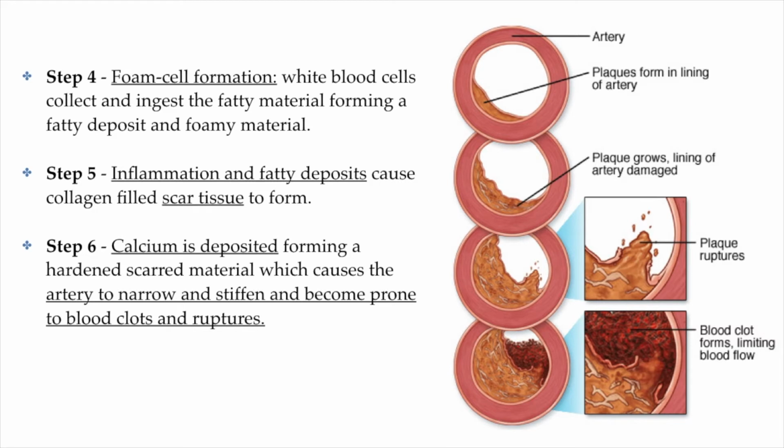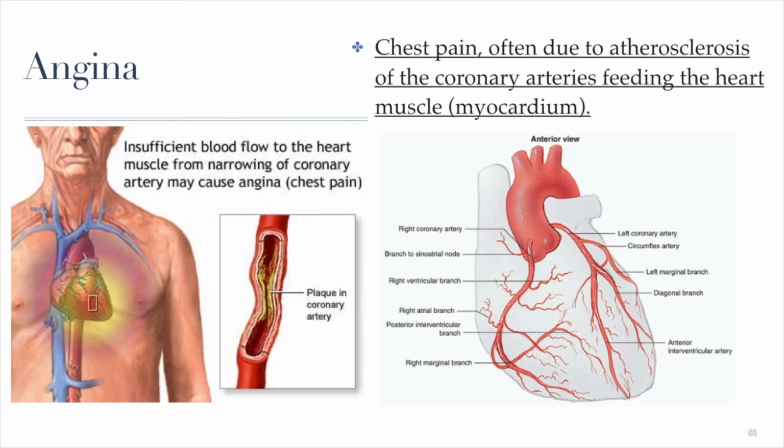So let's take a look at what happens when this plaque forms. Someone has developed atherosclerosis. Now, what are the conditions that can occur as a result of that? Let's start with something called angina. Angina is not actually so much a disease as it is a symptom of a problem with the blood flow to the heart, especially blood flow to the heart muscle. Essentially, angina is chest pain. It happens when the heart doesn't get as much blood and oxygen as it needs.